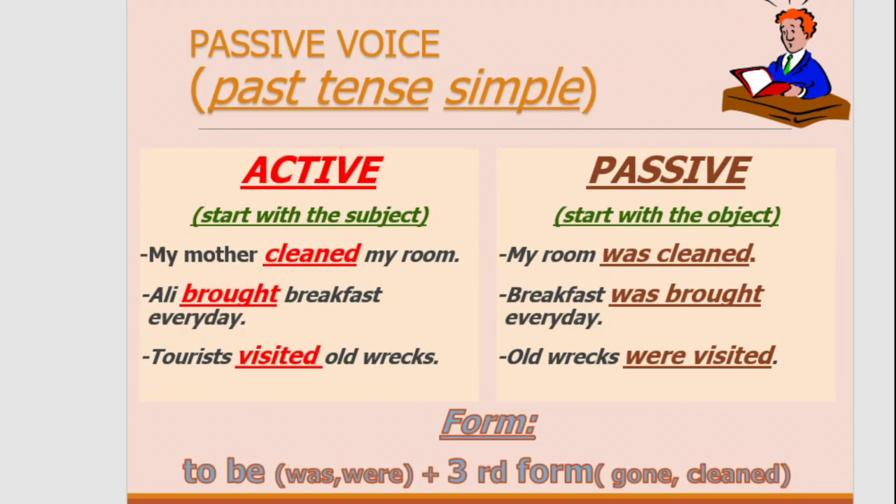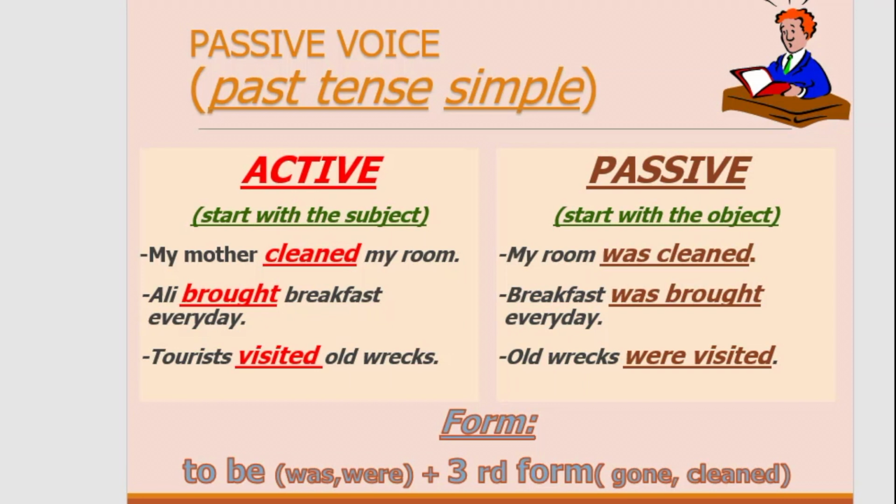Now look at these example sentences as well. Active. My mother cleaned my room. This is an active sentence. Notice how it is changed to be a passive. My room was cleaned. Was. Ali brought breakfast every day. Breakfast was brought every day. Tourists visited old wrecks. Old wrecks were visited.